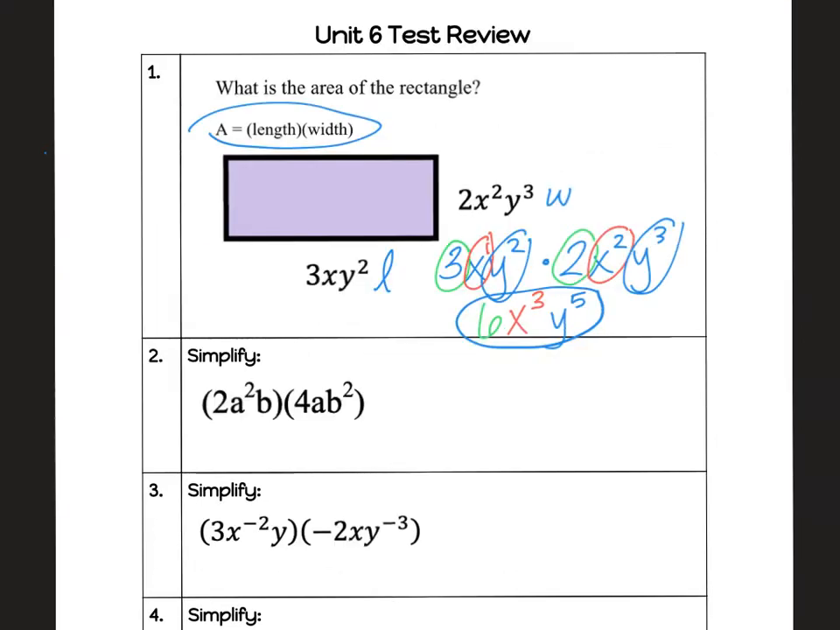Okay, so for number 2, it's very similar to the first one, except it doesn't have a rectangle. So let's first multiply the coefficients. That gives us 8. Then let's multiply the a's. That will give us a cubed. And then let's multiply the b's, and that'll also give us b cubed. So there is the simplified version.